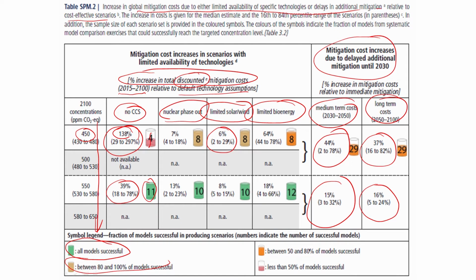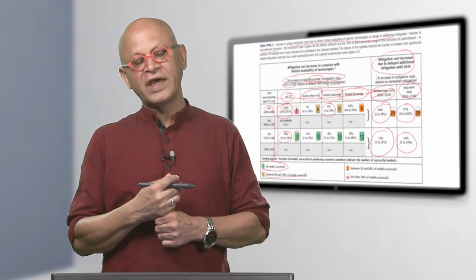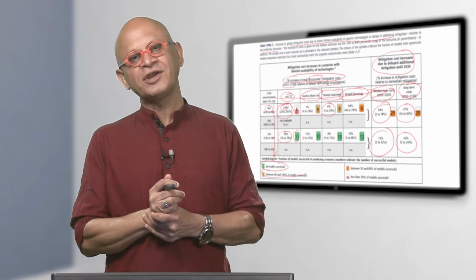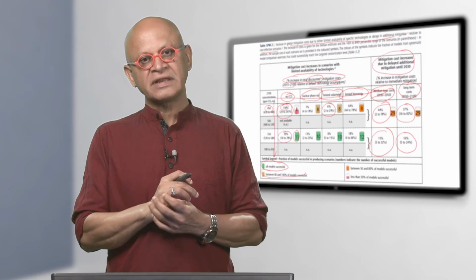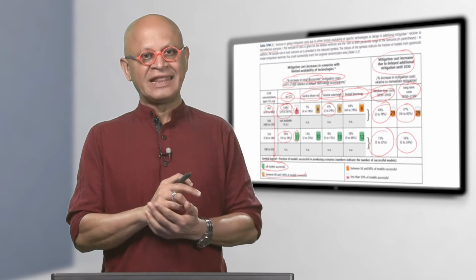So, this should just give you a sense. Only remember that there are various mitigation options that are on the table, but obviously you have to decide when they will be deployed, how much they will cost, and what happens if you keep delaying them.